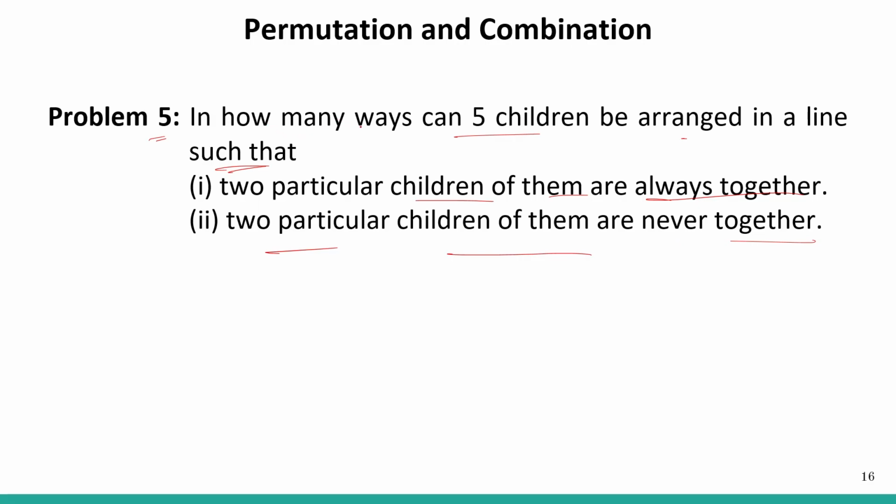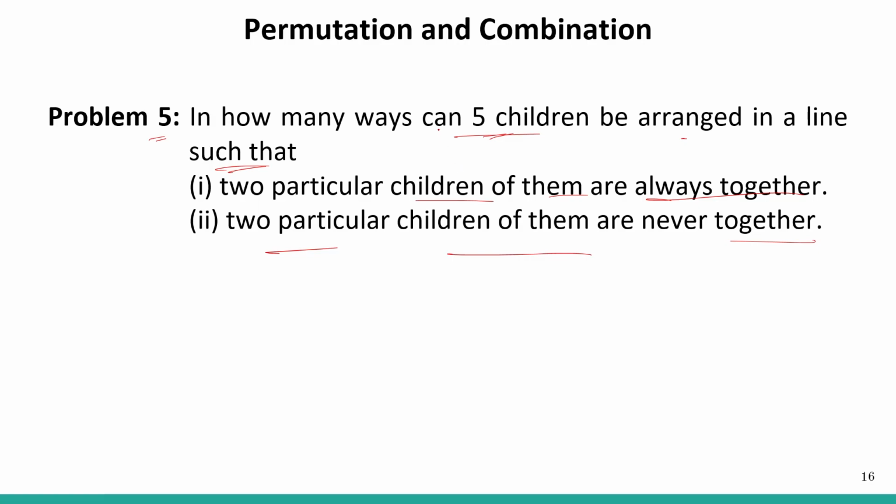So in how many ways can 5 children be arranged in a line such that two particular children are together? Basically there are 5 children, so they must be distinct, because every person in the world is distinct in terms of their DNA. There is no DNA that is 100% same. So you can say that all those 5 children are different. Two particular children of them are always together.